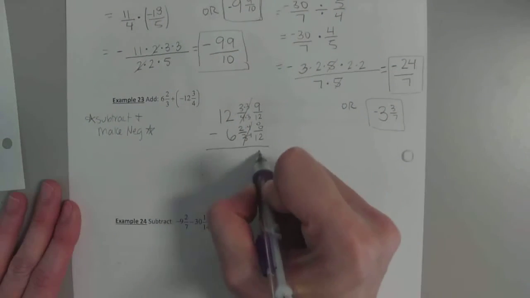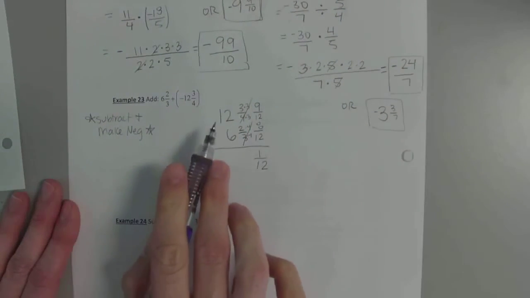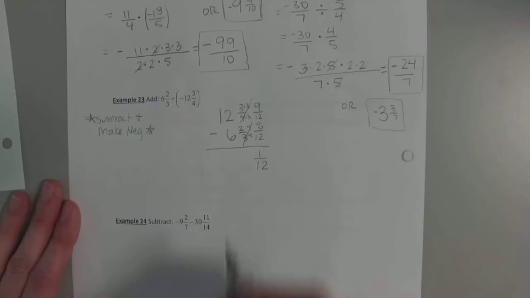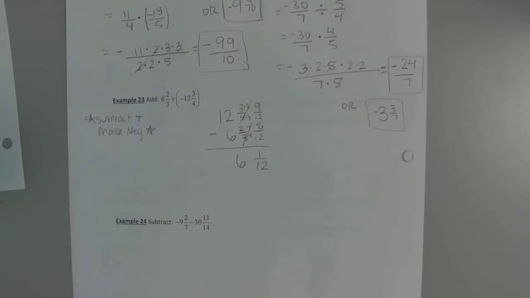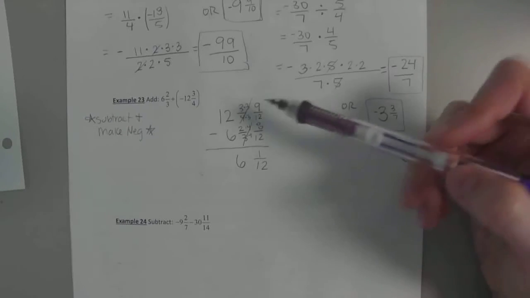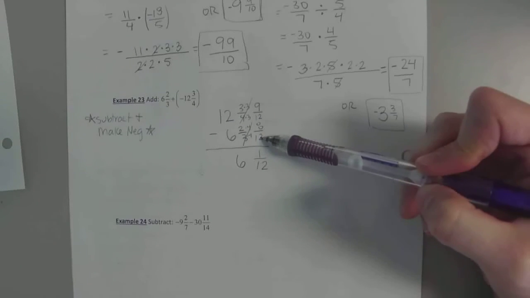And again, don't even worry about all this other stuff. What is 9 take away 8? 1. So we have 1/12 over there. What's 12 take away 6? 6. When you get done with your answer, go back to your fraction. Is it an improper fraction? No, that's good. Can it be simplified any further?